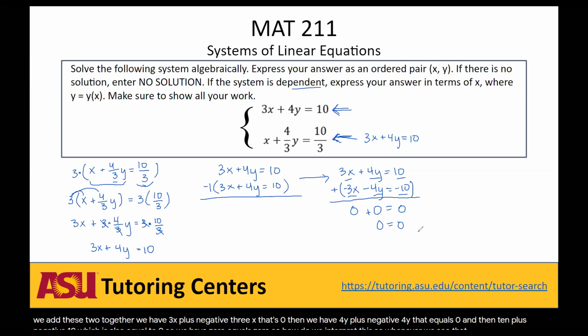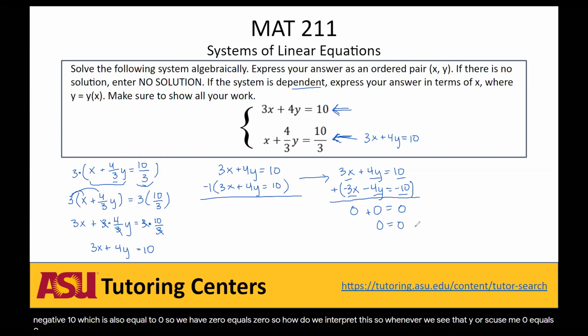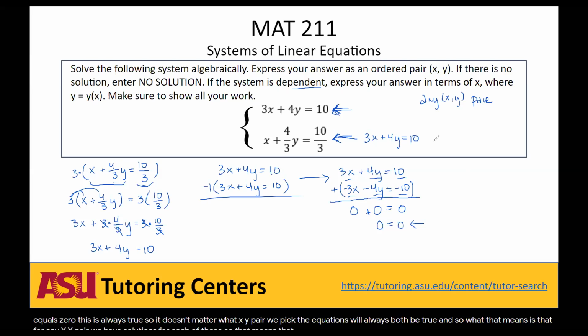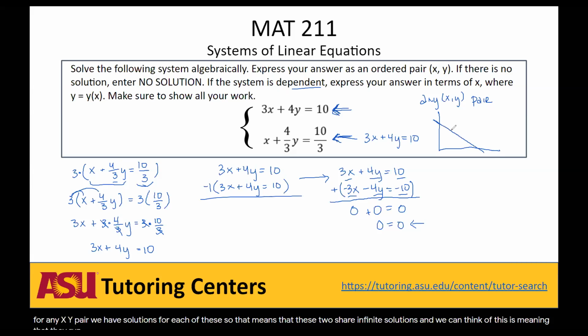Whenever we see that 0 equals 0, this is always true. So it doesn't matter what xy pair we pick. The equations will always both be true. And so what that means is that for any xy pair, we have solutions for each of these. So that means that these two share infinite solutions. And we can think of this as meaning that they run along exactly the same line in xy space.